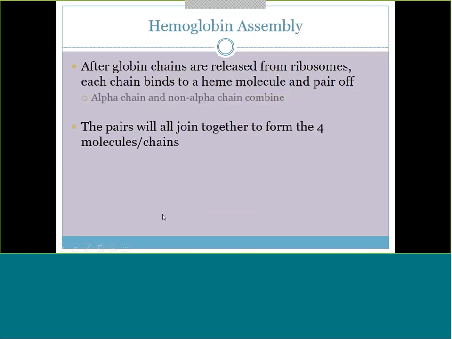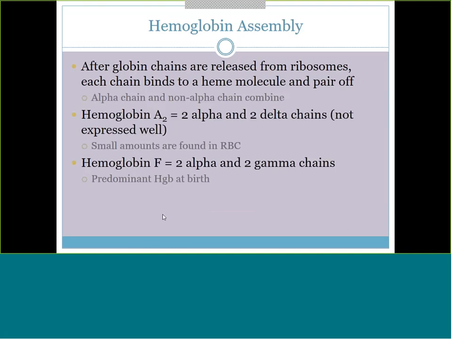All right, so that's what it just kind of discusses here. Again, there's always going to be 2 alpha chains and then 2 other types of chains in that hemoglobin. So again, 4 heme, 4 chains all together.